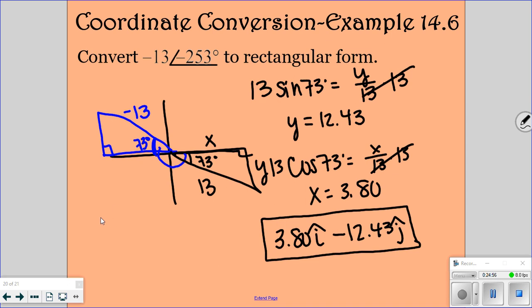Okay, so some of y'all may have used r and u. So you may have had 3.8r minus 12.43u. Some Algebra 2 books do that. It's the same concept, but we're not using r and u's. We're using i and j. So don't do this method here. Use the i and the j. They're in alphabetical order: i, j, x, y.